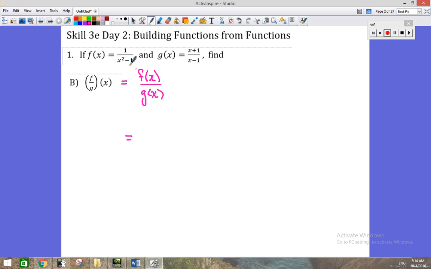Alright, so we see that we have a complex fraction, a fraction within a fraction, and they expect us to simplify our fractions. We do not want to leave this as a complex fraction.